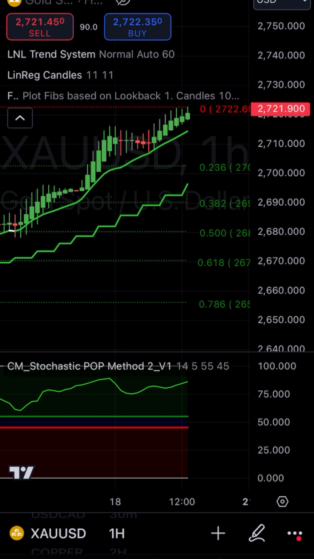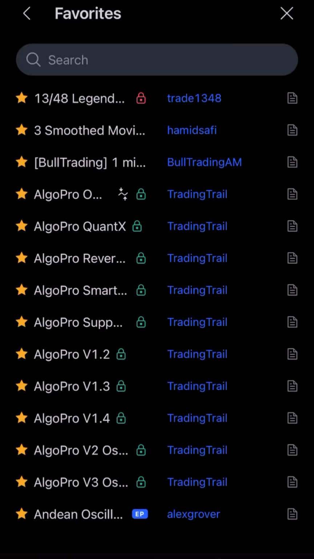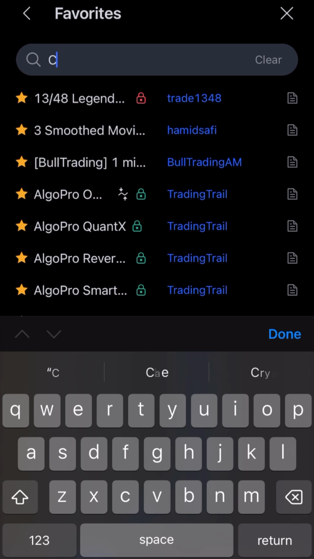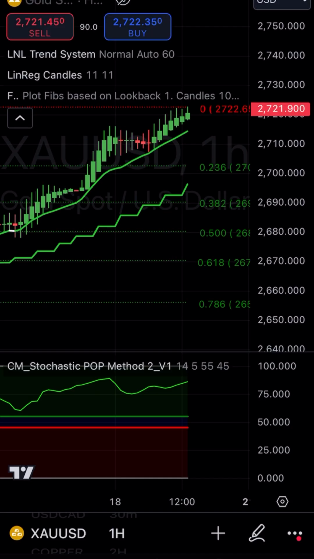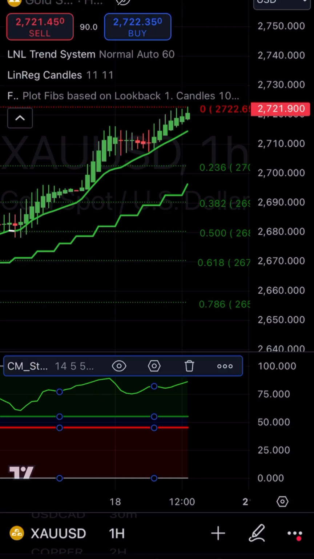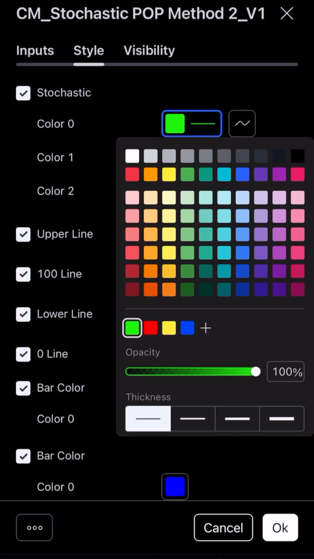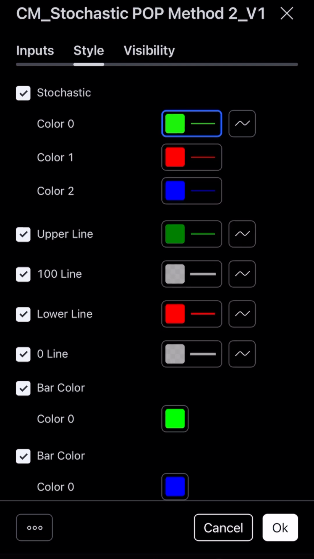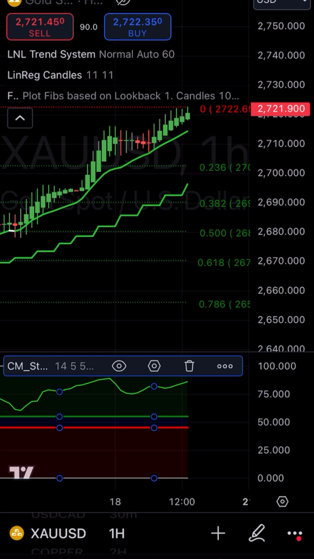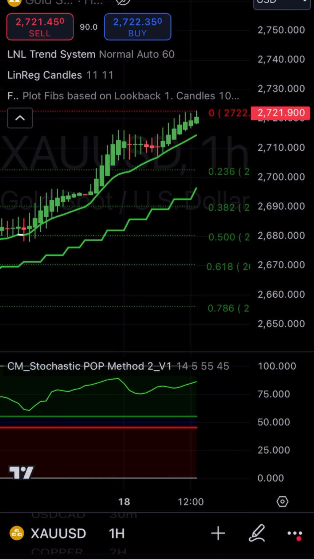And then the last one I have is the CM stochastic. What I do for this one is I just tone down the levels. The default will have them bigger, but I knock them down to the thinnest level. That's how I set this up. And then make sure you save your settings.